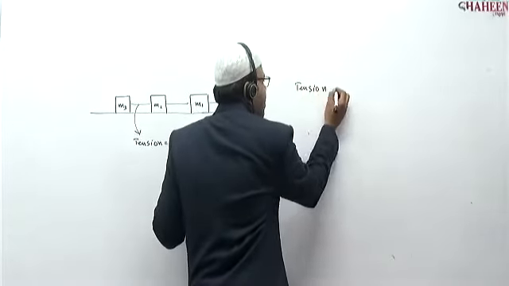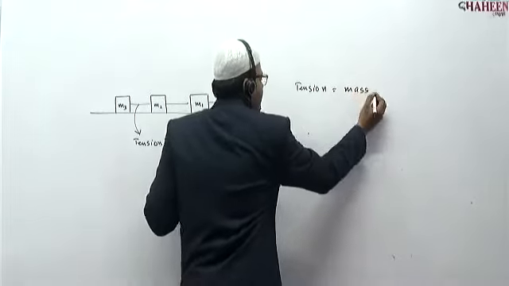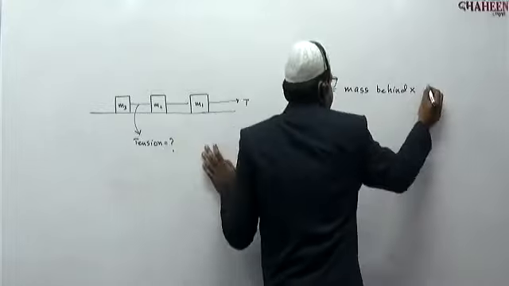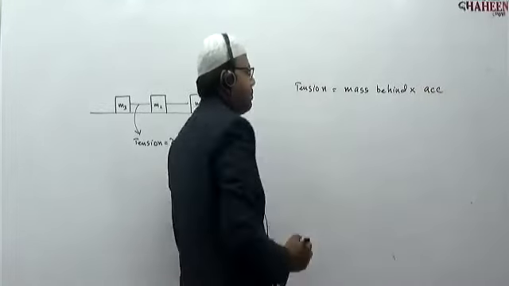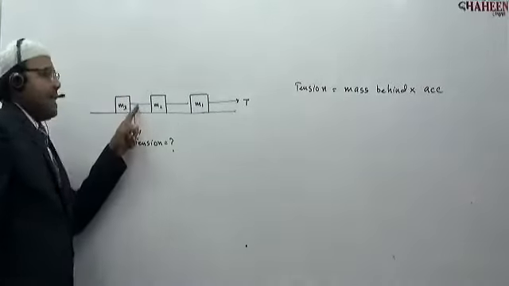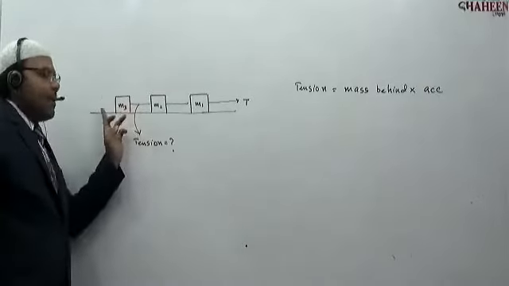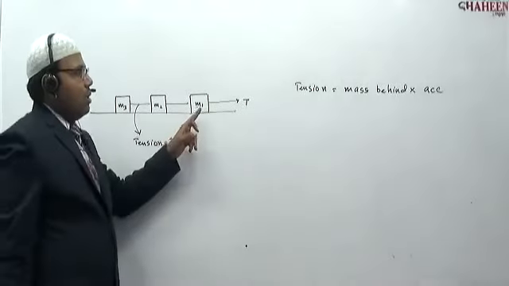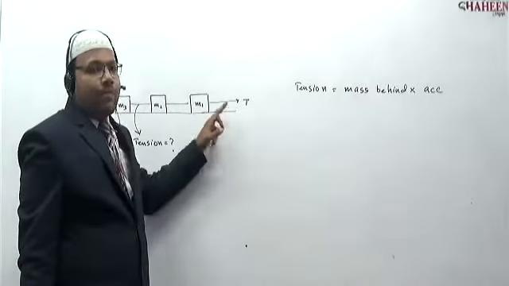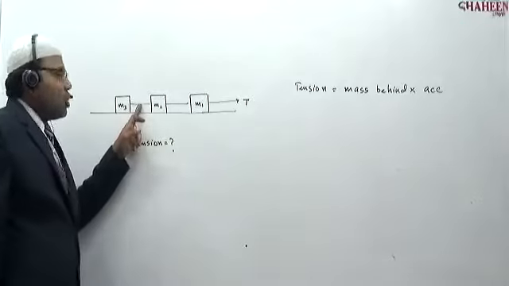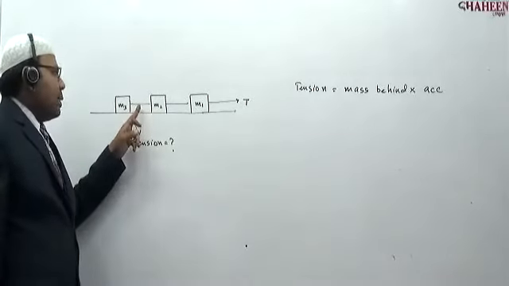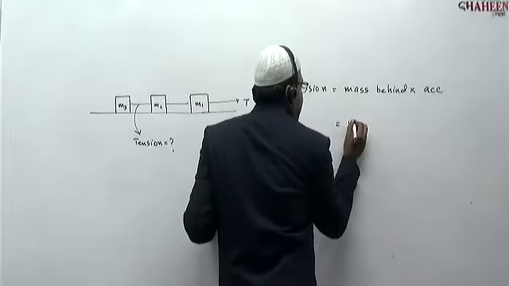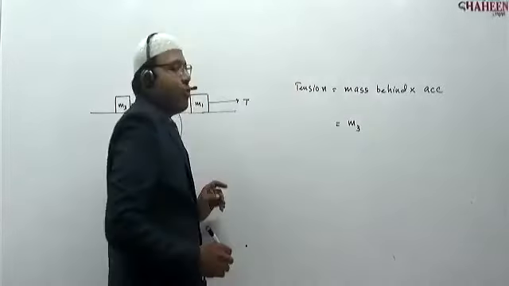Tension is equal to mass behind into acceleration. So where is the mass? The mass is m3, on this side, because the force is applied here. To calculate the tension in the string, we have to take the mass behind, and the mass behind is just m3. What is the acceleration of the system?